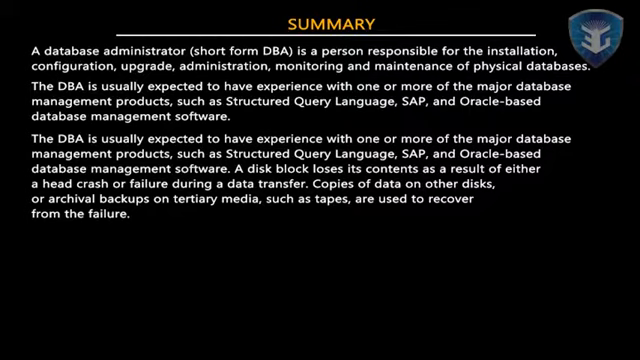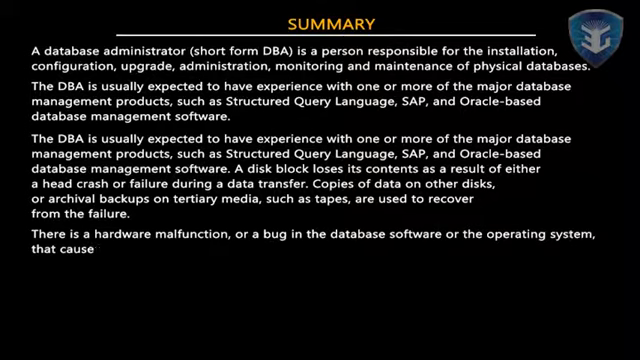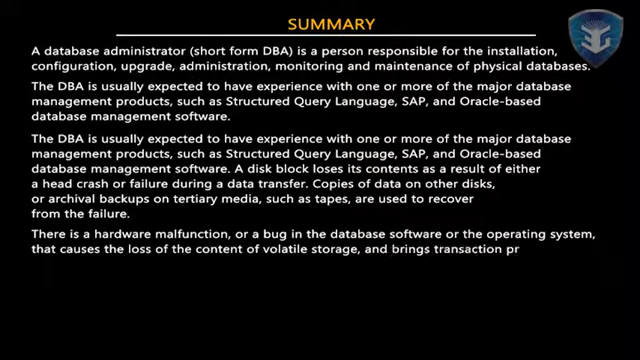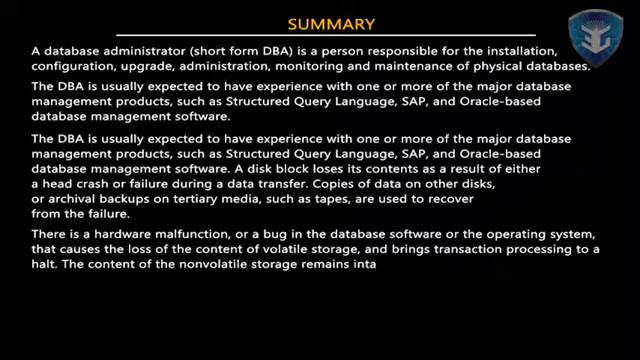A disk block loses its contents as a result of either a head crash or failure during a data transfer. Copies of data on other disk or archival backups on tertiary media such as tapes are used to recover from the failure. There is a hardware malfunction or a bug in the database software or the operating system that causes the loss of the content of volatile storage and brings transaction processing to a halt. The content of the non-volatile storage remains intact and is not corrupted.